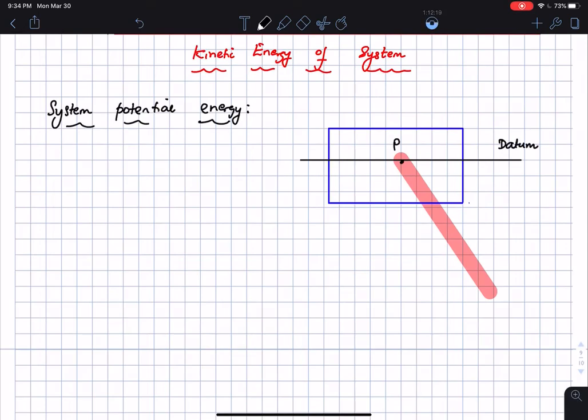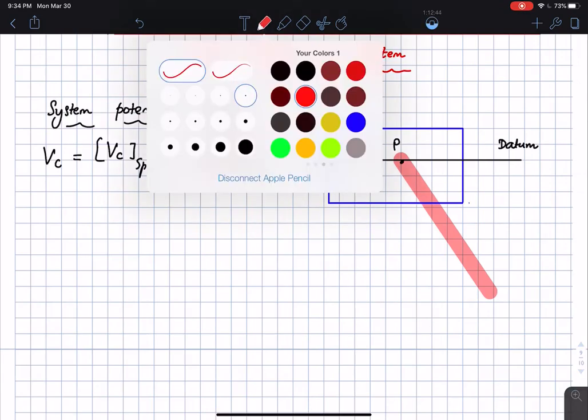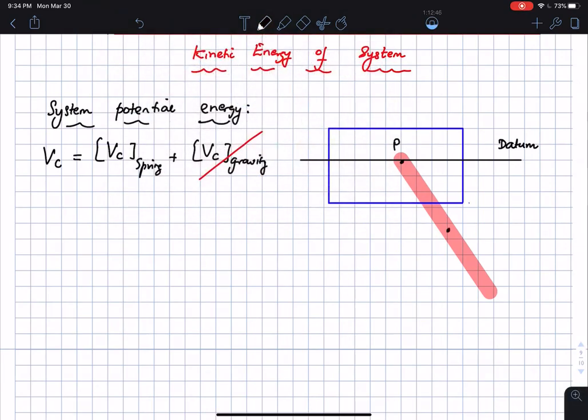You got to remember that the cart had a spring attached, which means there is a spring potential energy for the cart. Okay, so V of the cart is going to be V of the cart due to the spring plus V of the cart due to gravity. But there is no gravitational potential energy because my datum is aligned with the center of mass of the cart, so there's nothing much going on in terms of any special effects there.